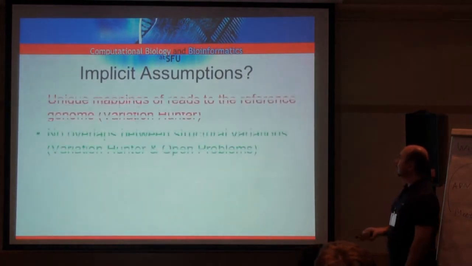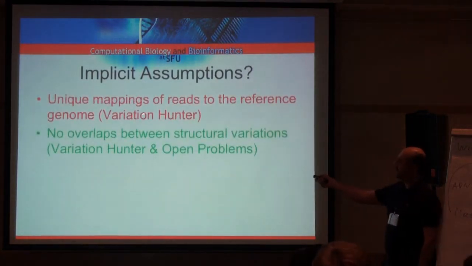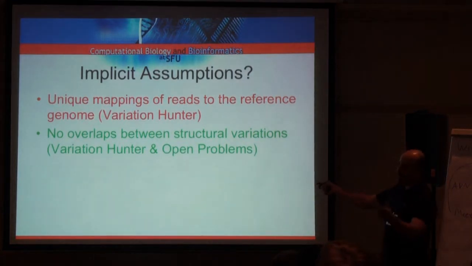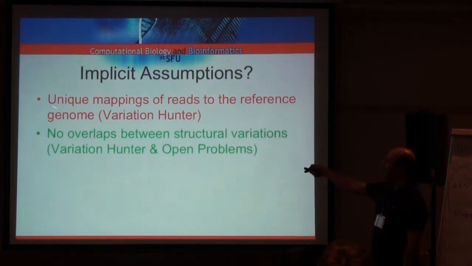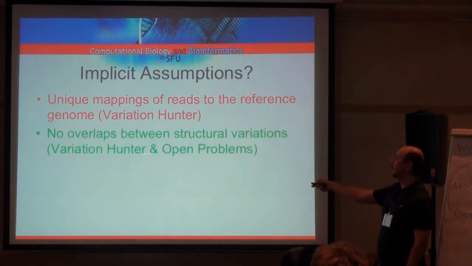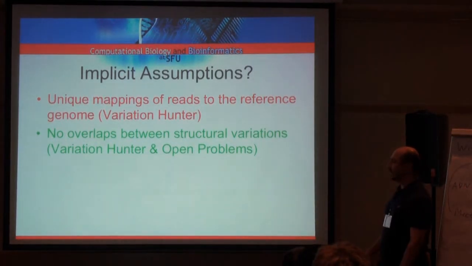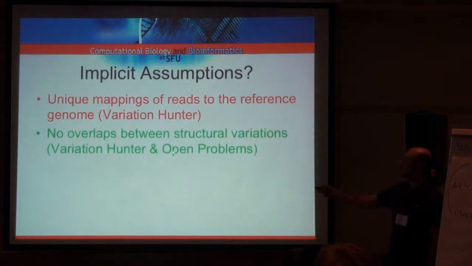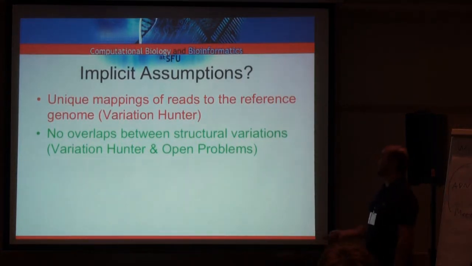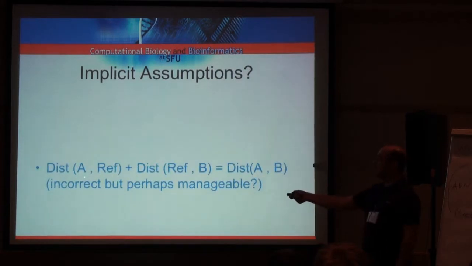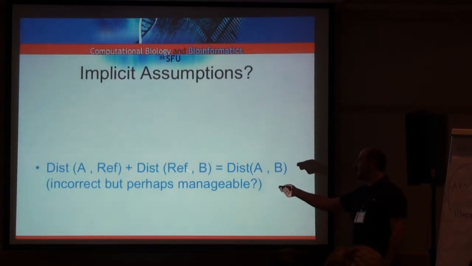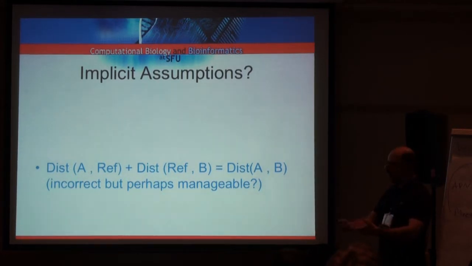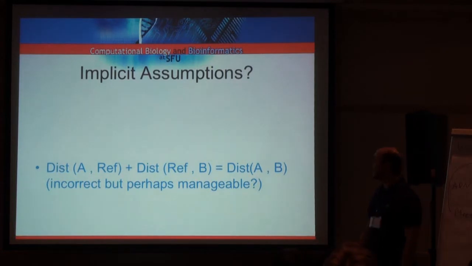Okay, as I mentioned, the implicit assumptions that we were making, or other people are making in, say, the 10,000 Genomes project, is that, number 1, there are unique mappings. Variation until expands that, doesn't have that assumption anymore. And then there are no overlaps between structural variants. Variation until totally avoids that, and this is one big open problem. But the bigger problem, I think, is when we say, if you figure out the difference between A and the reference, B and the reference, we can combine them together to find their differences.